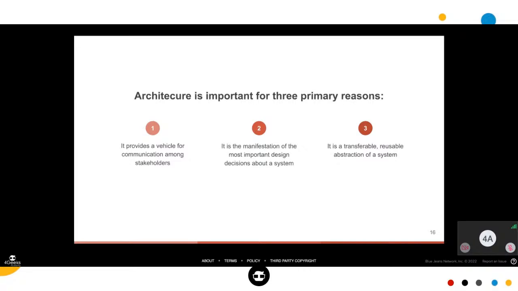Well, what I was saying: performance, availability, maintainability. Think about those attributes, right? Second point, it is the manifestation of the most important design decisions about the system. Remember that. Once a software architecture is defined, the idea is not to change it constantly.